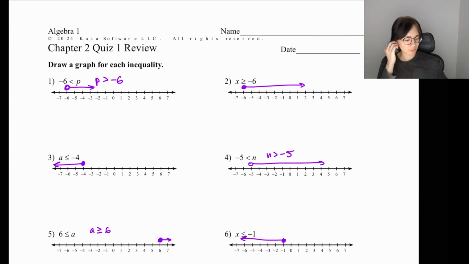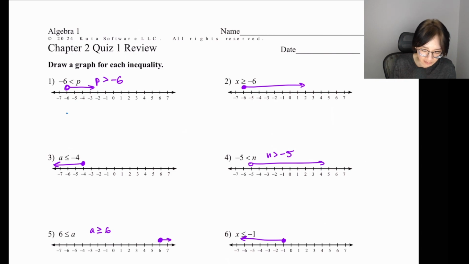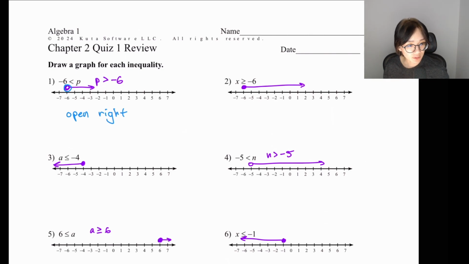So, if you're just here for the answers: number 1, the graph has an open circle at negative 6. Arrow is going towards the left, or towards the right. I keep saying the wrong thing. If you think it'll be unclear what you've drawn, you could write "open right". So long as it is clear where your graphed line started, I will accept that. You still have to graph it with the arrow though.